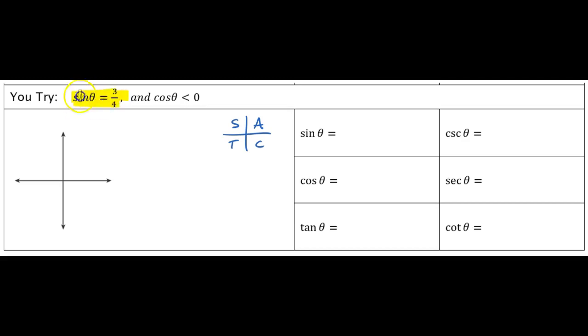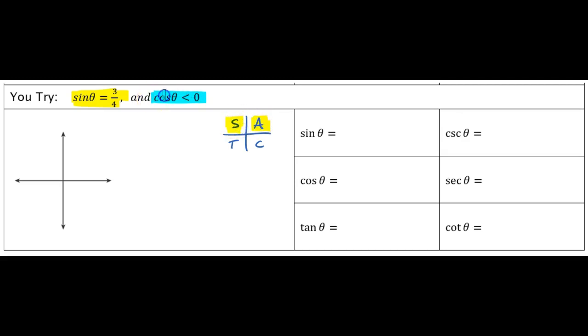So this says that sine of theta is 3 over 4. The number isn't so important as the sign. It's a positive 3 over 4. So I'm going to highlight the quadrants where sine is positive. That would be in the first quadrant and in the second quadrant.